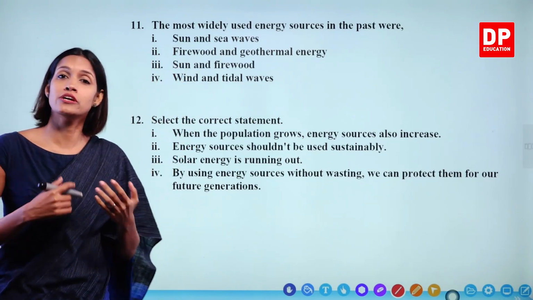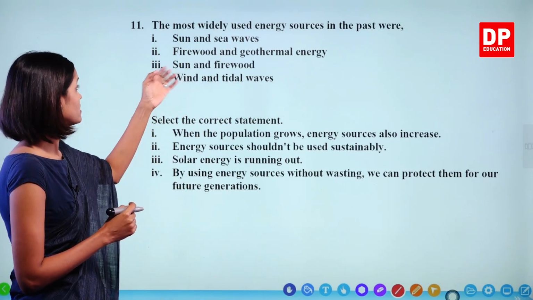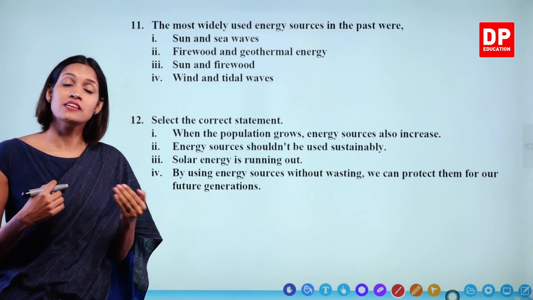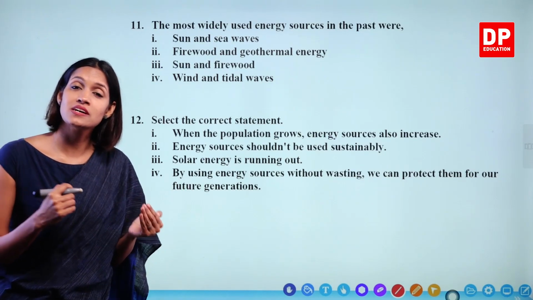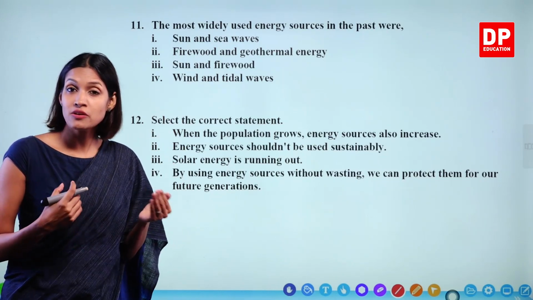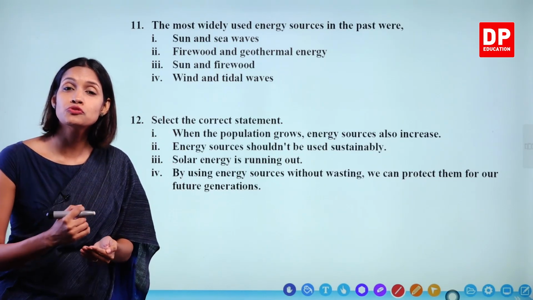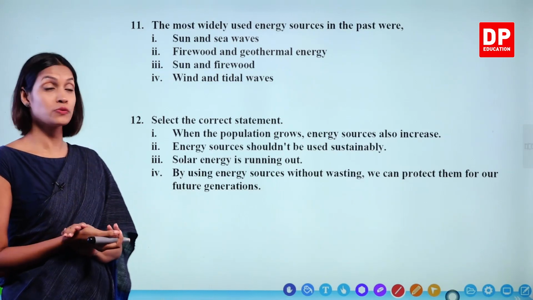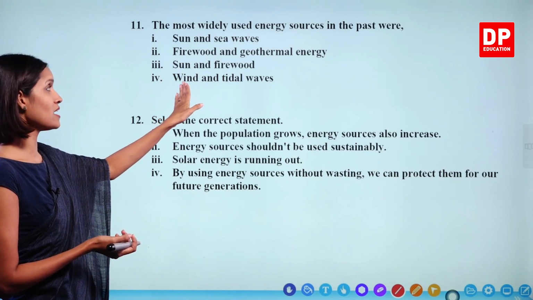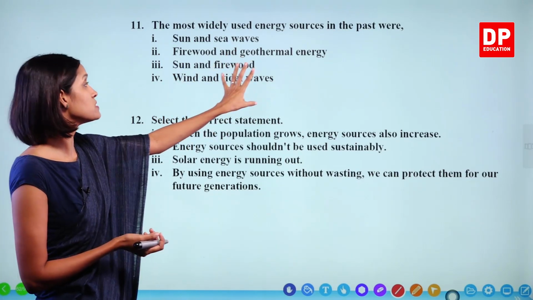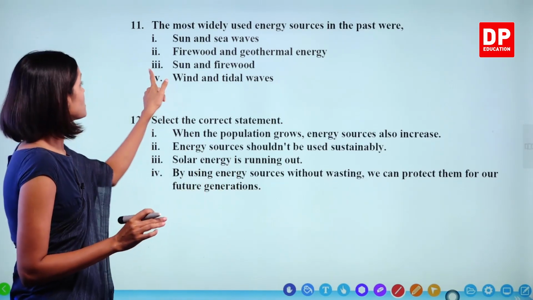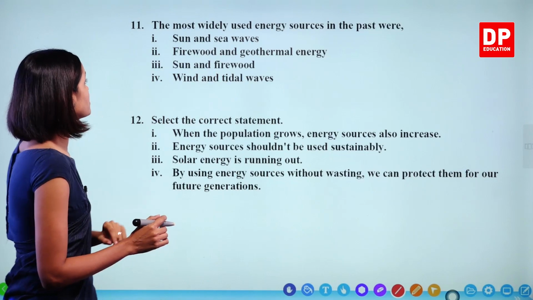Sun, in order to dry things, to dry their clothes and their grains, they used the sun. Another type of energy source that was used was wind. And apart from that, firewood was also used in order to cook food and to heat water. Okay, children? Wind and tidal waves. Again, wind is correct, but in order to use tidal waves, you need special machines. So the answer is sun and firewood.